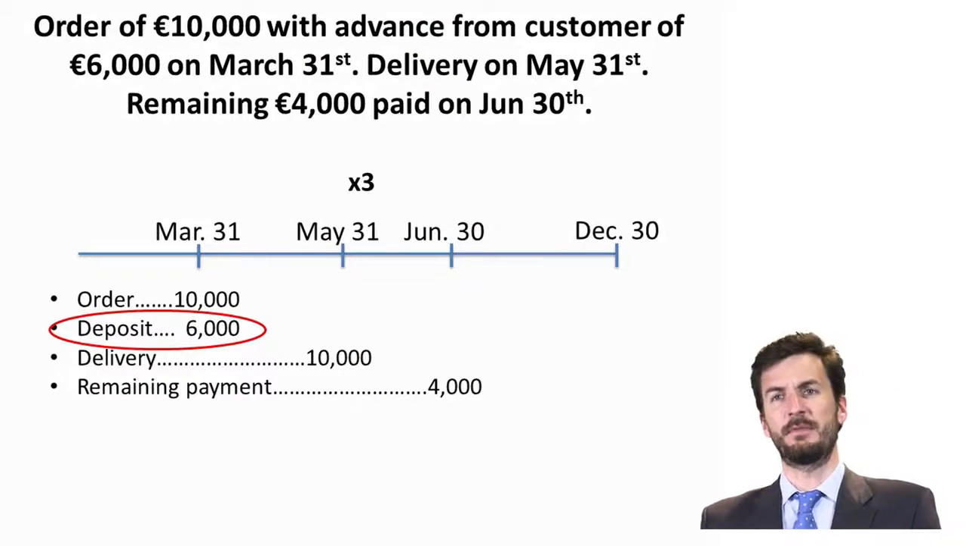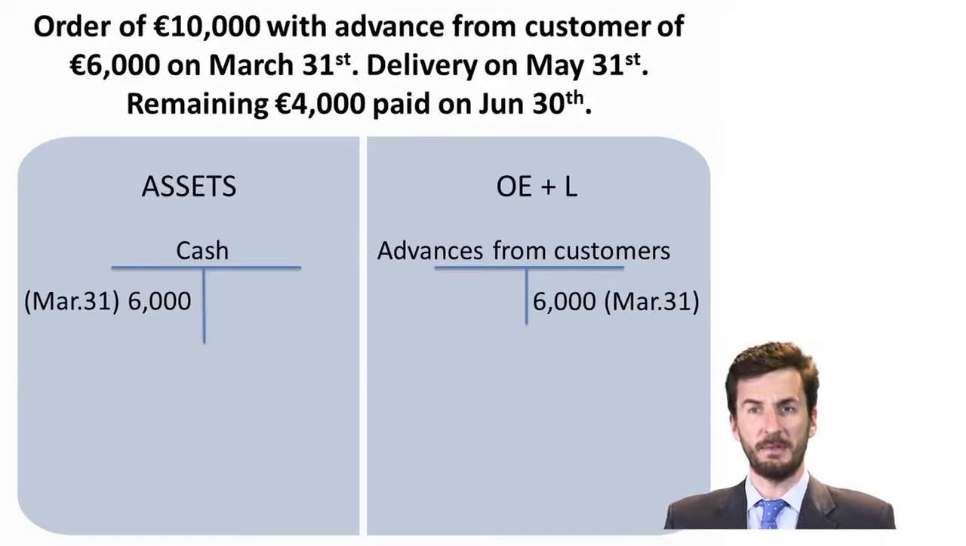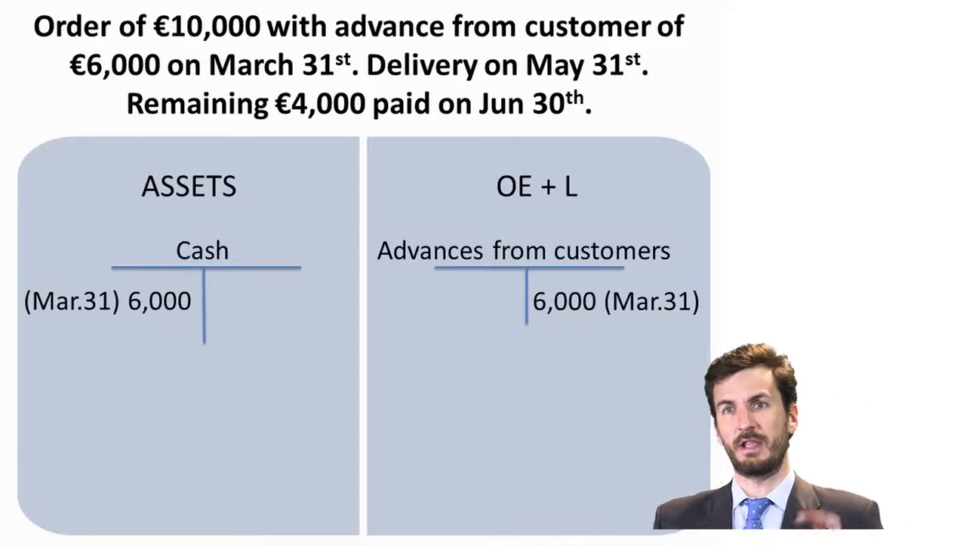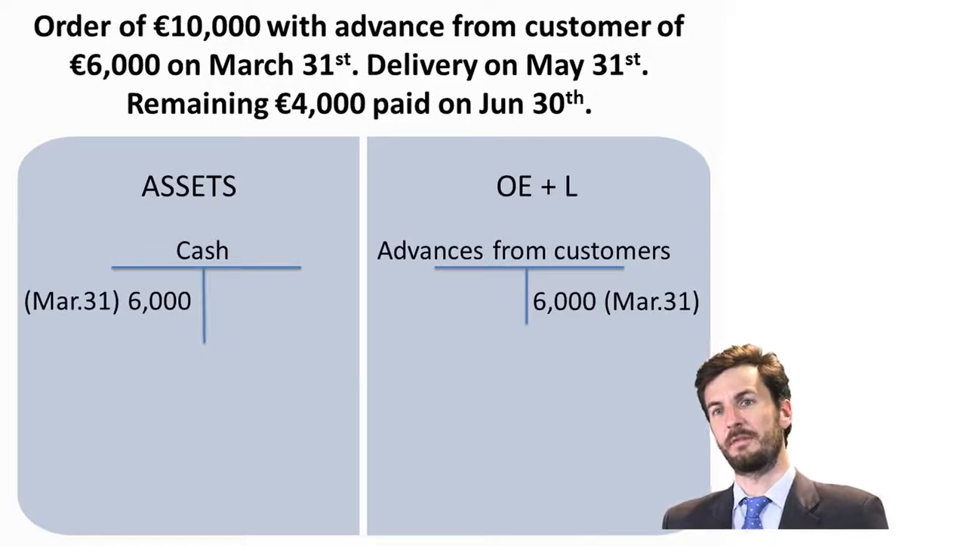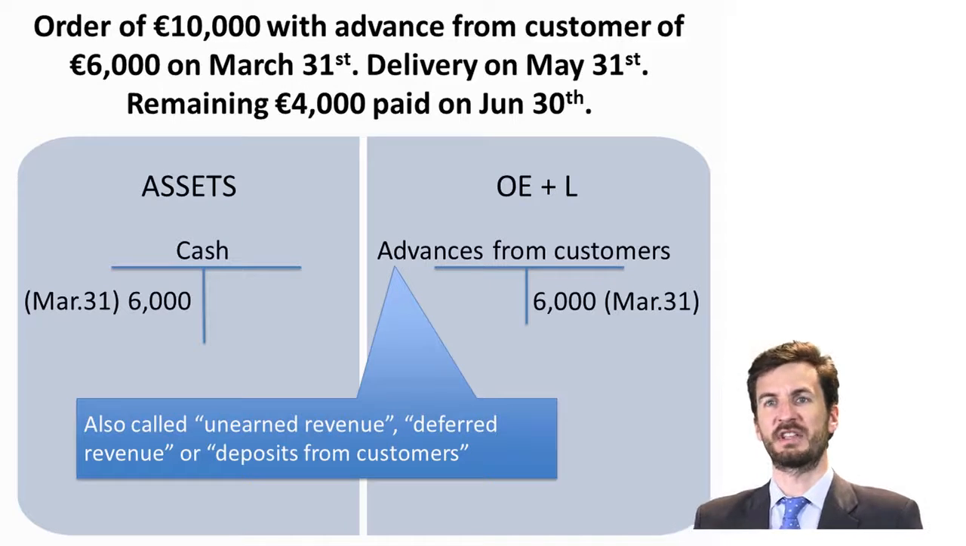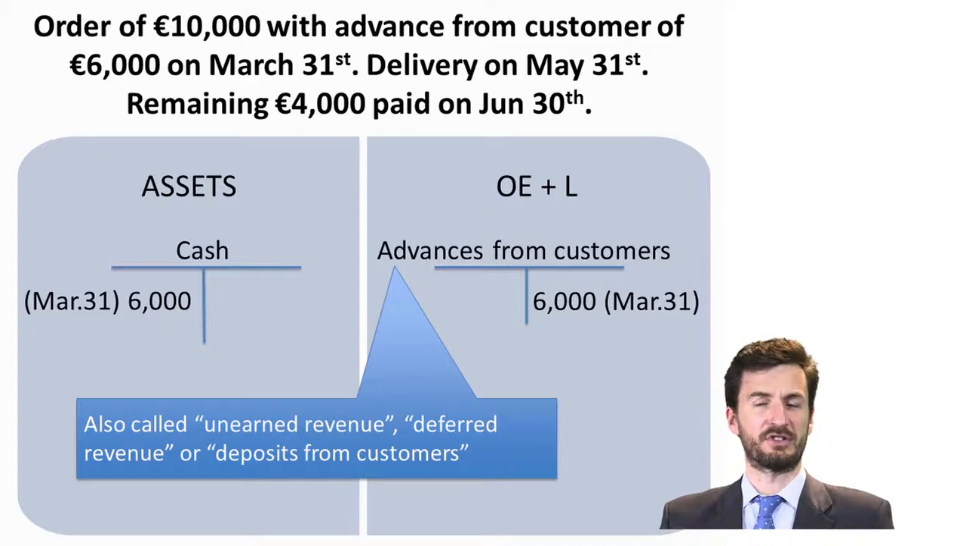The advance from the customer has to be recognized because we have a cash inflow. So we are going to debit cash, cash is going to increase, and we are going to credit a new obligation that we have to deliver that product or at least to return that money. We're going to call these advances from customers. So debit cash 6,000, credit advances from customers 6,000. This account of advances from customers is also called unearned revenues, deferred revenues, or deposits from customers.